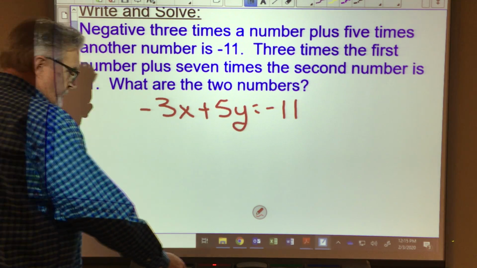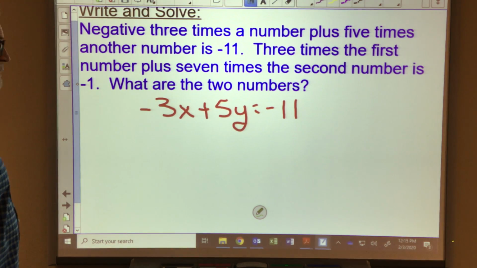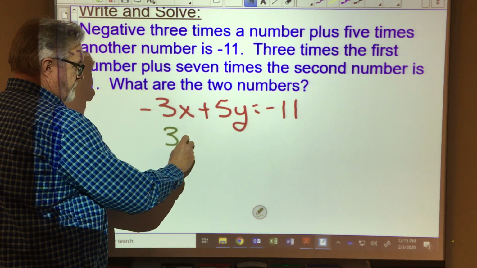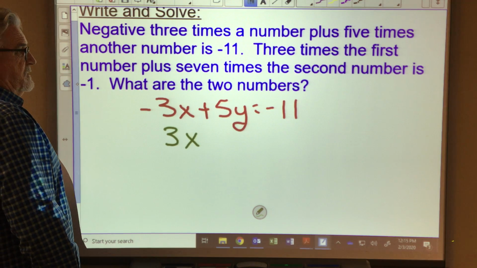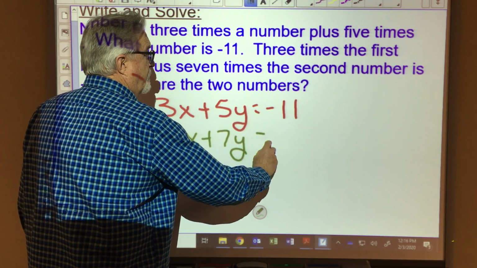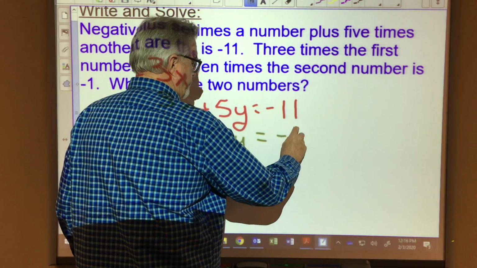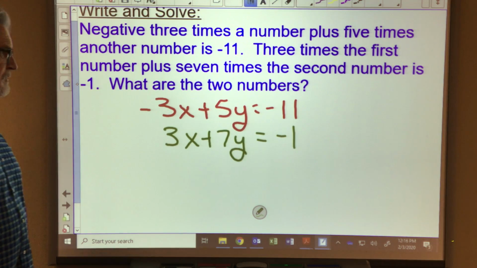Let's read through and write our second equation. It says 3 times the first number, so 3 times x, plus 7 times the second number, plus 7y, is equal to negative 1. All right, so we have our two equations.